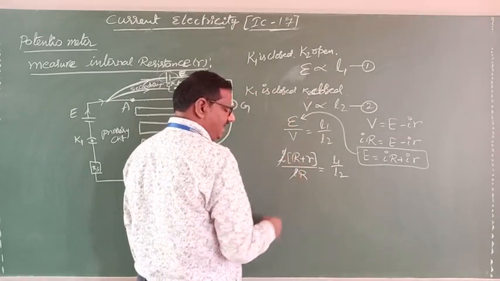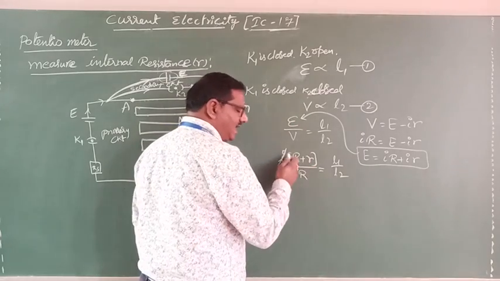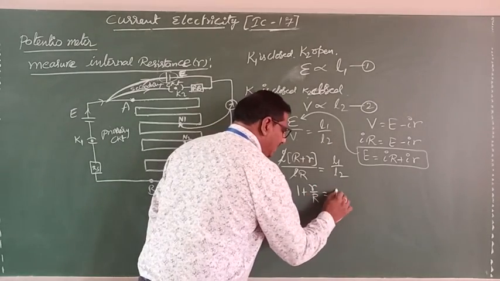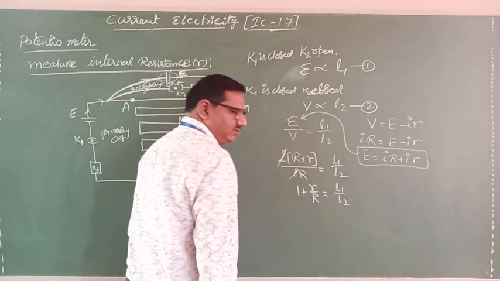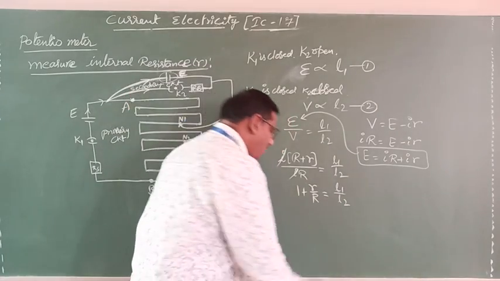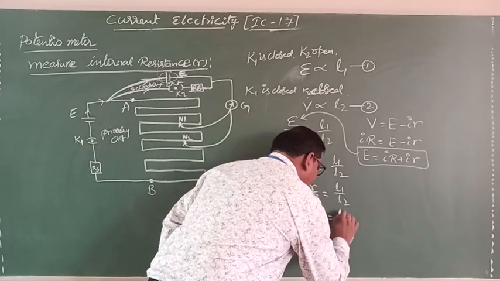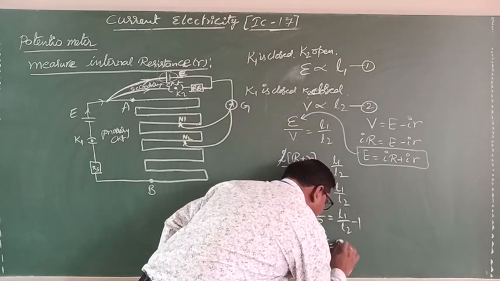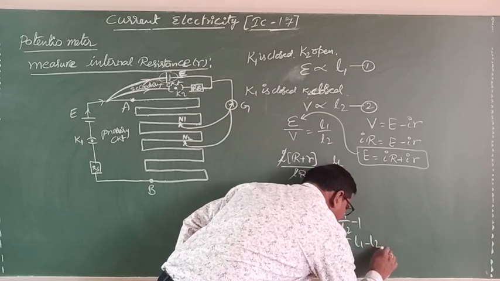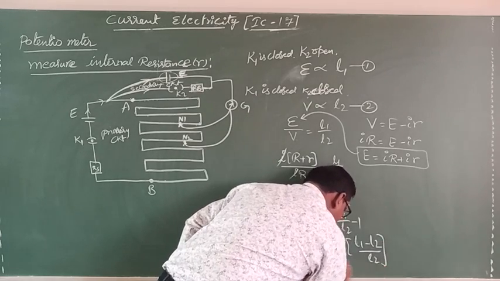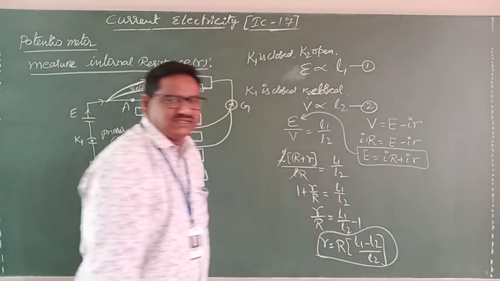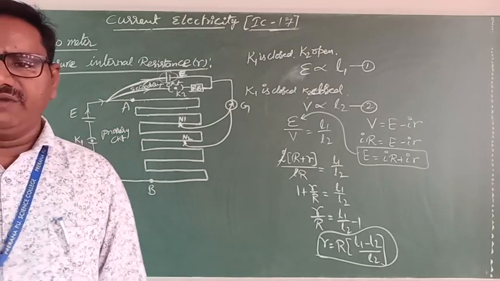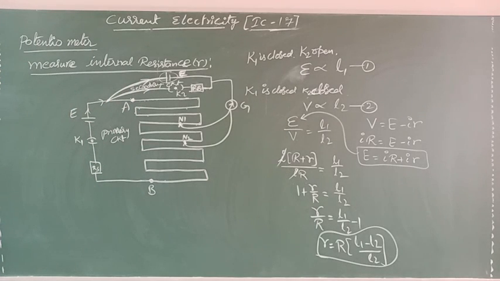Now I gets cancelled, and R by R, how much is it? 1. So 1 plus small r by capital R equals L1 by L2. Take this 1 to that side, then small r by capital R equals L1 by L2 minus 1. Then small r equals capital R into (L1 minus L2) by L2. This is to measure the internal resistance of the given cell. By using this formula we can measure the internal resistance of the cell.